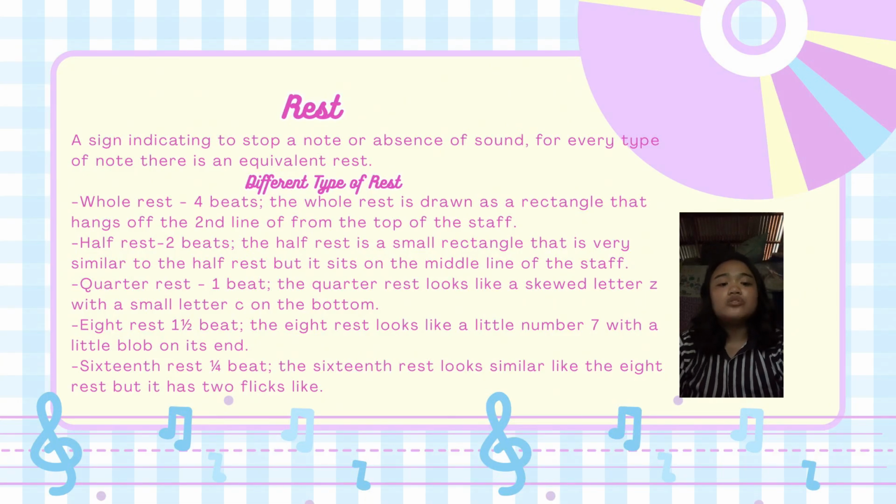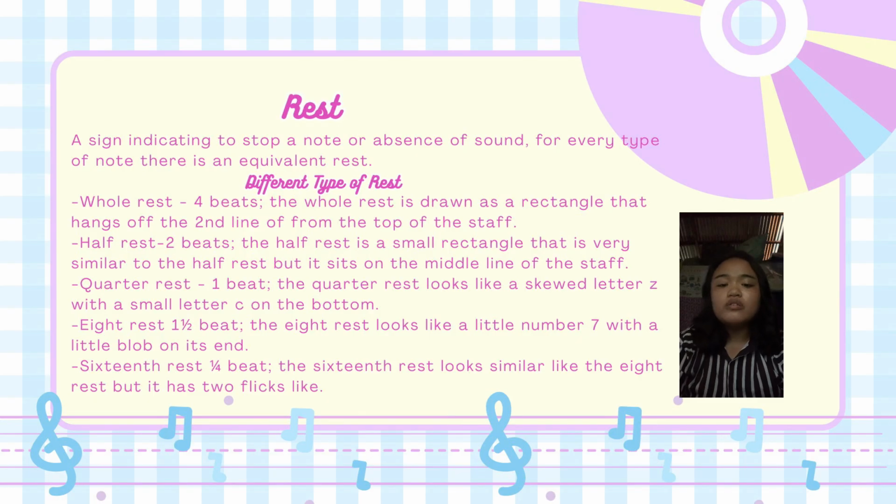The whole rest is drawn as a rectangle that hangs off the second line from the top of the staff. Second is the half rest, 2 beats. The half rest is a smaller rectangle that's very similar to the whole rest, but it sits on the middle line of the staff.